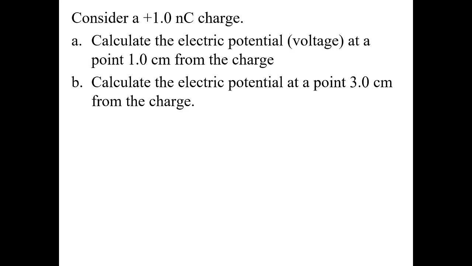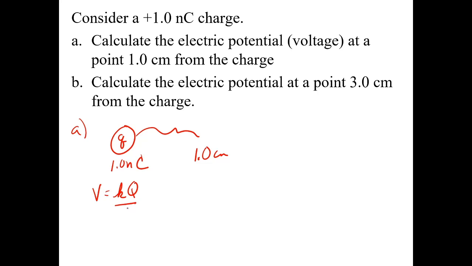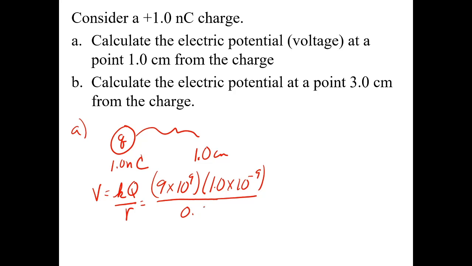So we're going to have a 1 nanocoulomb charge. So here's our charge. It's positive, 1 nanocoulomb. And we're going to be 1 centimeter, that's not very far, from that. And it's pretty easy to calculate the voltage or the electric potential. The K is the same K we've always been using. We don't need anything different. If you remember, nano is 10 to the minus 9th, and 1 centimeter is 0.01 meters.